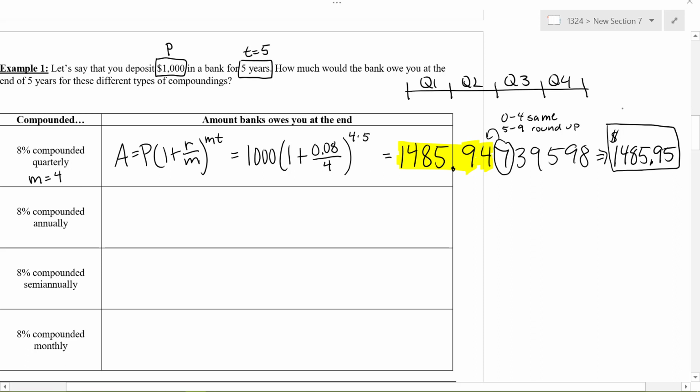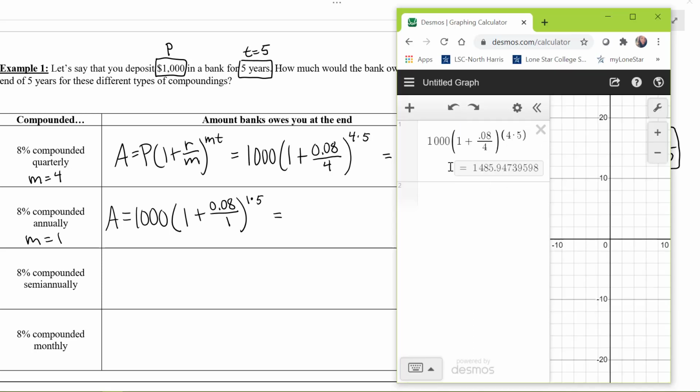Our next part is asking us to do compounded annually. Annually means one time per year, so our M value is going to be 1. So we're going to do A equals our $1,000 for our principal times 1 plus our interest rate, which is still 8%, divided by 1, our M value, and then 1 times the T value of 5, because we're talking about 5 years. We're going to put that into decimals and see what we get.